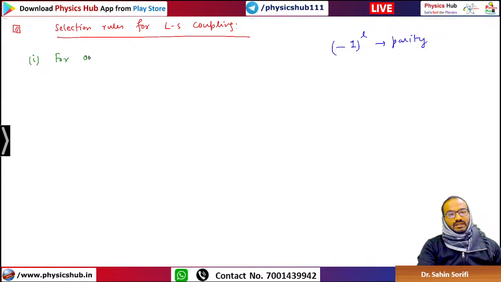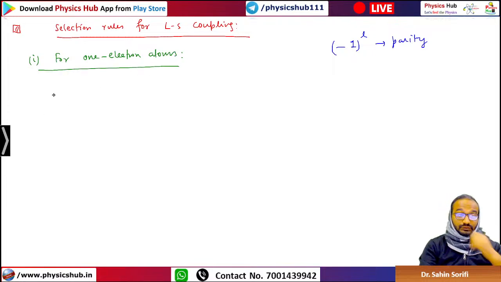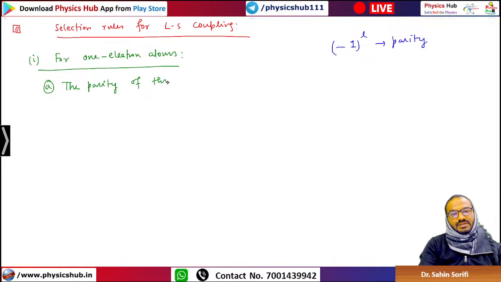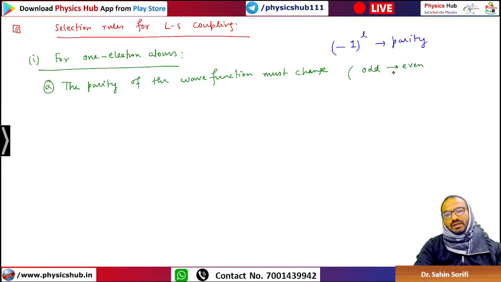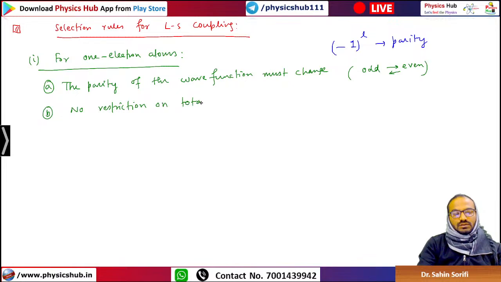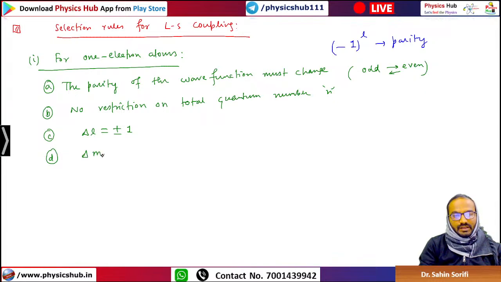For one electron atoms, what will be the LS coupling rules? Firstly, the parity of the wave function must change: odd to even and even to odd. No restriction on total quantum number n. The third one is very important, delta L. It should be plus minus 1, not 0. Delta Ms will be equal to 0.